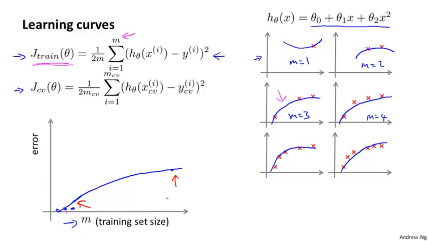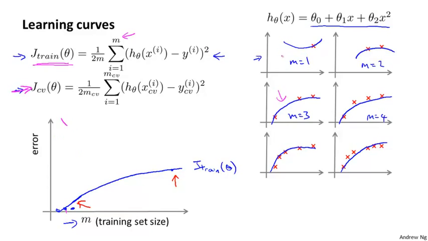Whereas when m is larger, then it gets somewhat harder to fit all of your training examples perfectly, and so your training set error becomes a little bit larger. Now, how about the cross-validation error? Well, the cross-validation error is my error on this cross-validation set that I haven't seen. And so, when I have a very small training set, I'm not going to generalize well. I'm just not going to do well on that.